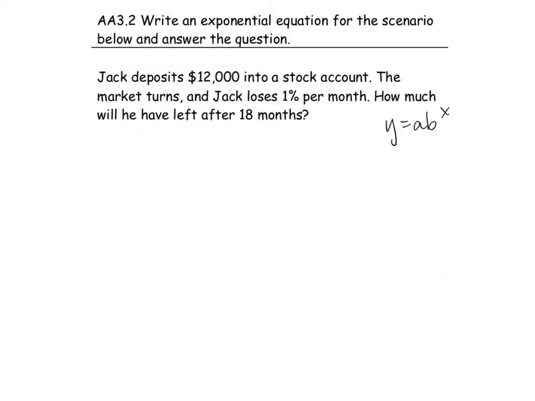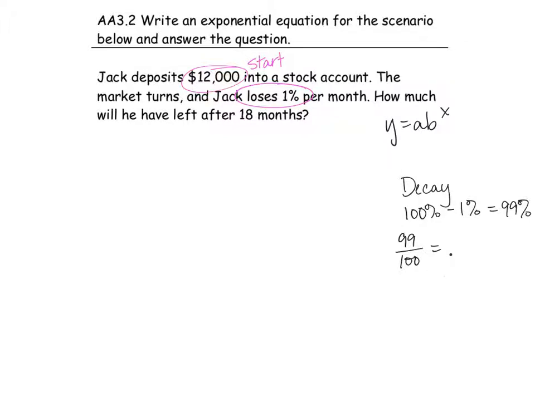So if Jack deposits $12,000 into an account, I'm going to use a different color. That is my starting value. And if he's losing 1% per month, then I need to figure out what my multiplier is going to be. And one of the things we took notes on, and you can go back to this, go back to the video on 3.2. If I have exponential decay, I take the 100% that I start with and I subtract the 1% that I'm losing to get 99%. And then I need to turn that into a decimal. 99 divided by 100 gives me 0.99.